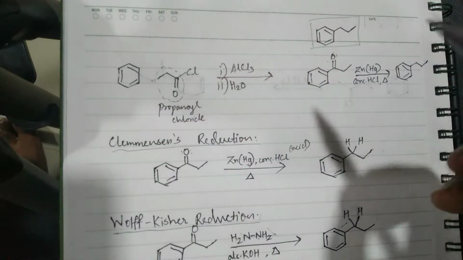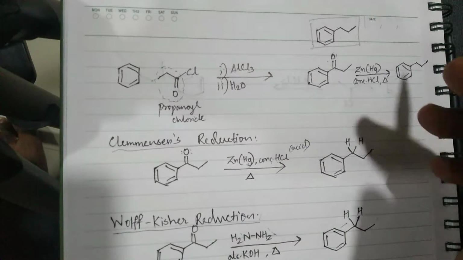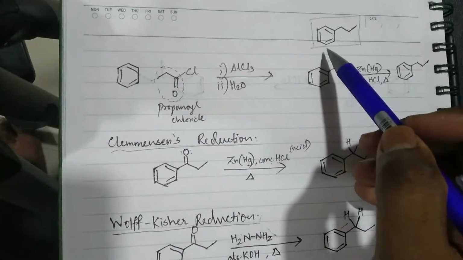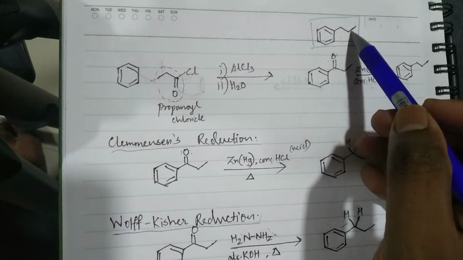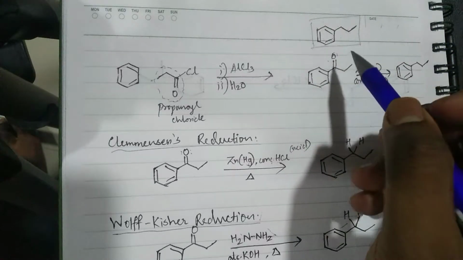So just follow the pointer. I know there's quite a lot of stuff on your screen, but all you need to do is just follow the pointer. I need to prepare this compound. As you can see there are 3 carbon atoms, so I will start with an acylation reaction.